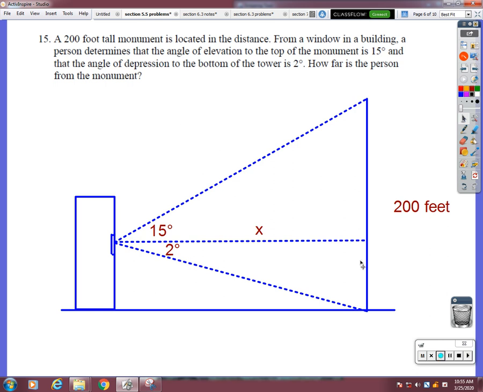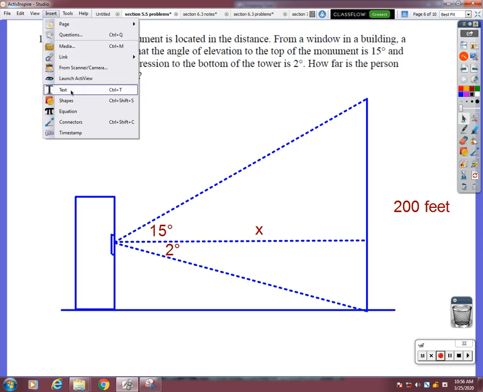So the 200-foot tall monument, I don't know what that is located in the distance. From a window in a building, a person determines that the angle of elevation to the top is 15 degrees, and that the angle of depression to the bottom is 2 degrees. How far is the person from the monument? So our problem here is that we are not given any of the sides of the smaller triangles. This side here, 200 feet, is the side of this triangle right here, but that's not a right triangle, so we can't use our trig stuff to figure that out. So this is going to get a little bit complicated, so fasten your seatbelts.